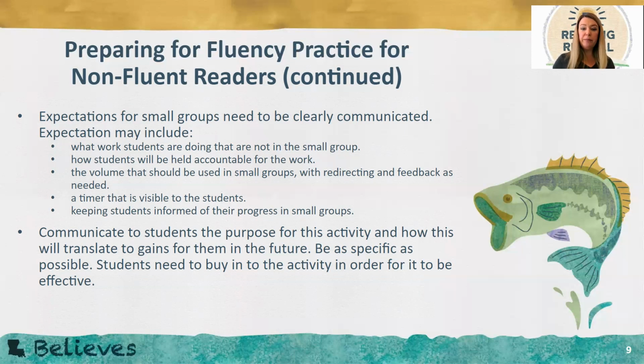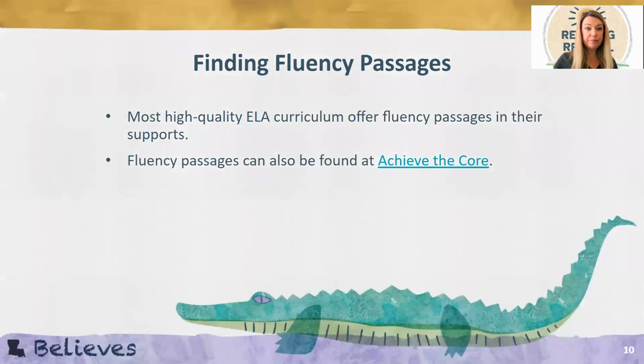Communicate to students the purpose for this activity and how this will translate to gains for them in the future. Be as specific as possible. Paint a picture for them. If they're contributing and participating in this fluency practice, it's going to mean better grades in the class, or higher scores on my test, or later in life I'm a better reader, and what reading rates can be attributed to later in life as well. Students need to buy into the activity in order for it to be effective.